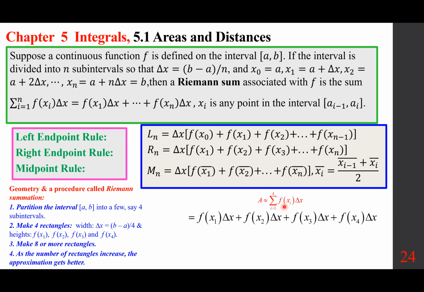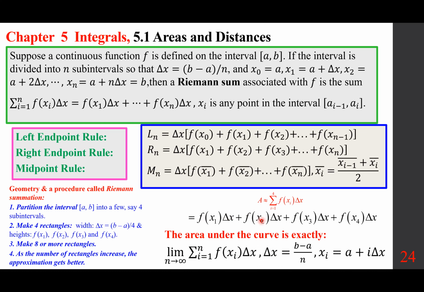So the area under the curve is approximated as the summation of f of x times delta x, going from 1 to 4, for example. You follow what I'm saying? If we cut it into 4 pieces. And the area under the curve is exactly equal to that if we take the limit of this Riemann sum and we let n go to infinity, where delta x is b minus a over n, and x sub i is a plus i delta x. This one is only 4 pieces, which is definitely an approximation.